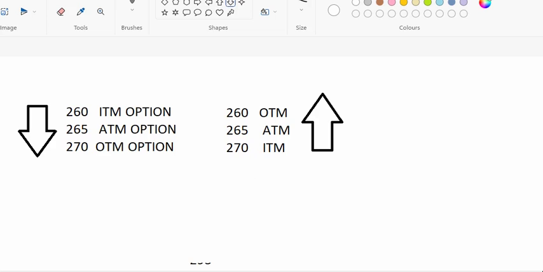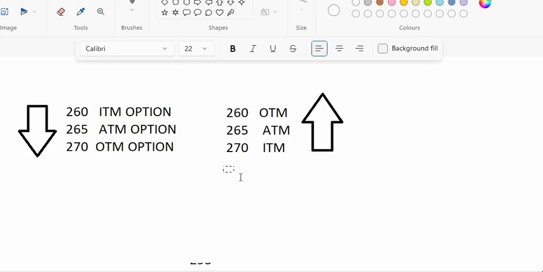So whatever the price above this point, let's say 280 or 290, or let's say 300, all of them will be ITM. These are all in the money options because they have already passed these points and are now working towards this one.